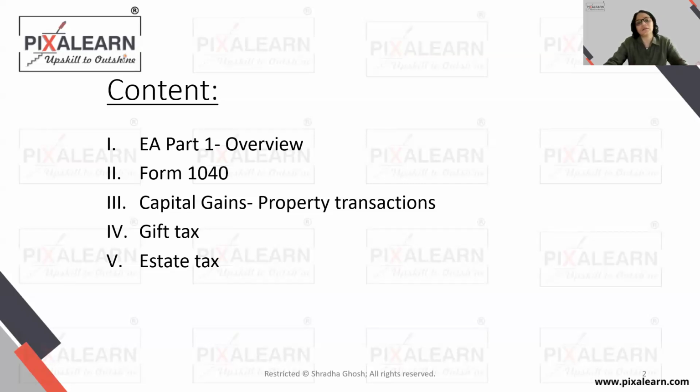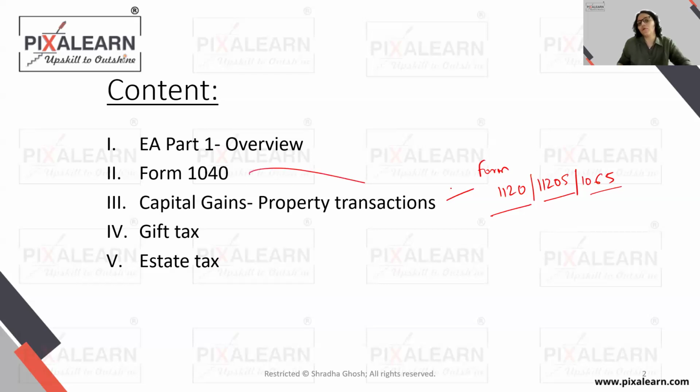Capital gains is a portion which has been dealt with a little separately for the simple reason that this is applicable for both Form 1120, 1120S and 1065, which are C corps, S corps, and partnership, and for Form 1040. So the concepts that we learn in capital gains are going to be applicable in both Form 1040, which is individual taxation, and corporate taxation. Hence, we are dealing with property taxation as a discrete topic, which can be used in Part 1 as well as in Part 2.